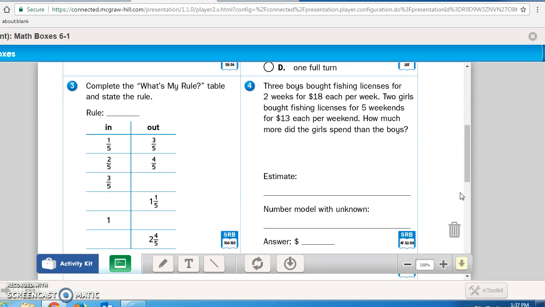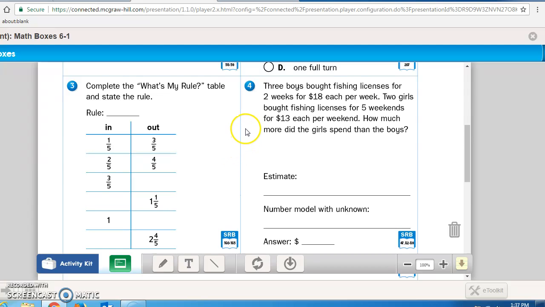Math Box 3 states, complete the what's my rule table and then state the rule. So remember, how does in become the out? Pause the recording, finish this table, and then turn the recording back on to do problem number 4.